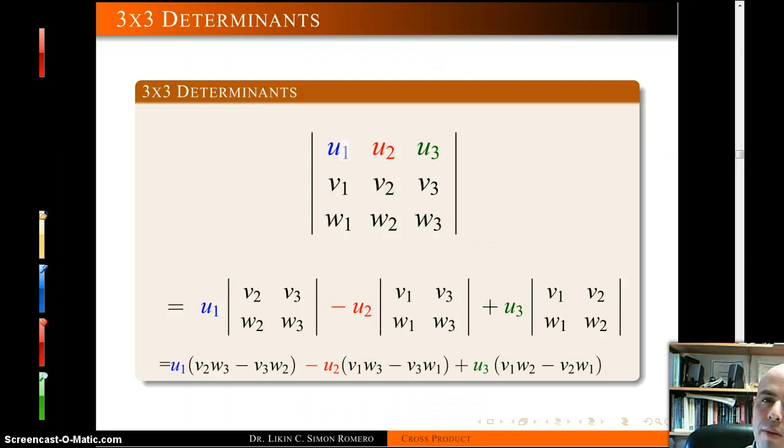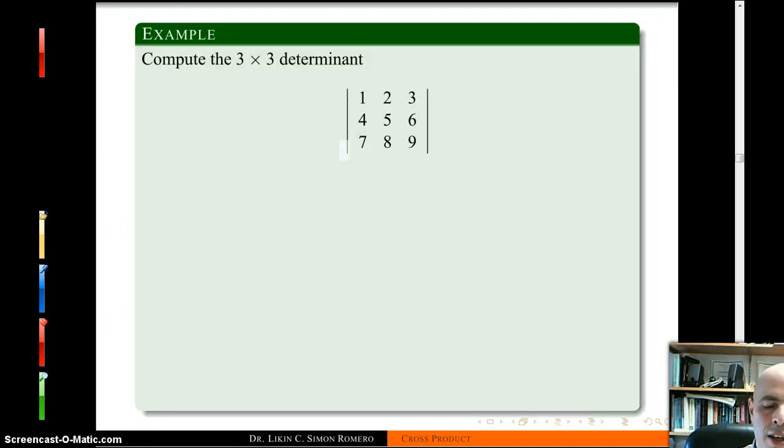So you may wonder, well, why is this useful? Before doing that, let me just work an example. Remember, every time that I'm working an example, I suggest you pause the video, try to do it on your own, and then check if your answer is correct.